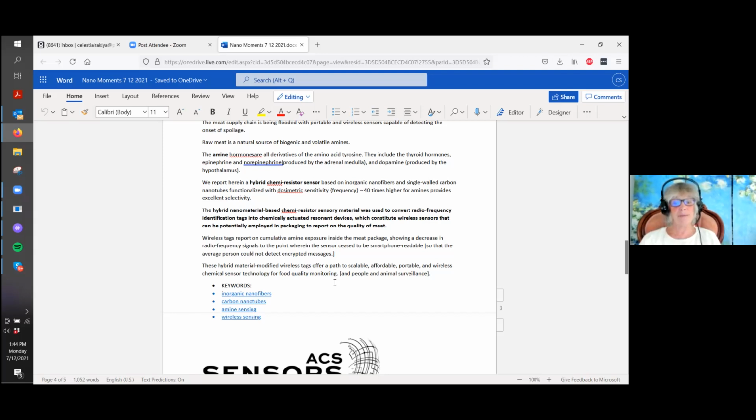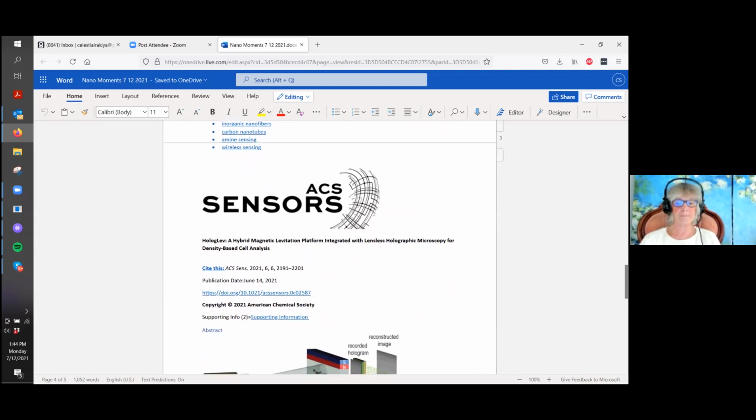You have to wonder if that means cannibalism. And it's applicable for people and for surveillance. And so what are the keywords that we want to remember in this? The inorganic nanofibers, the carbon nanotubes, amine sensing, and wireless sensing. So these are the words that you want to pay attention to if you see them in media, whether it's print or somebody on YouTube or whatever.